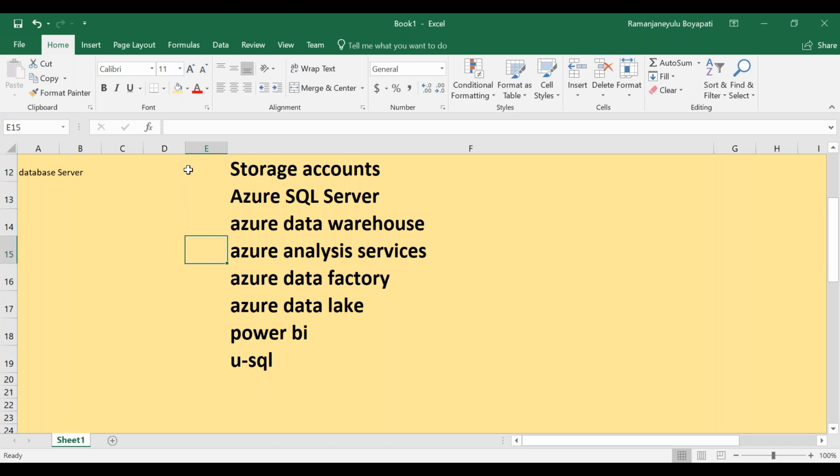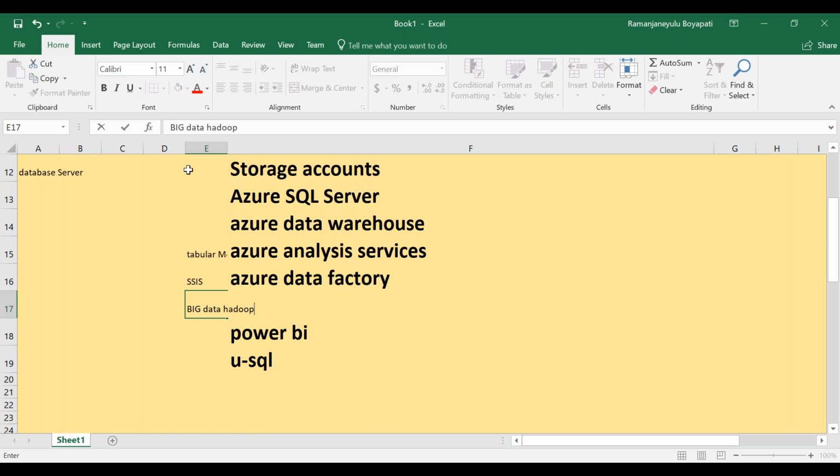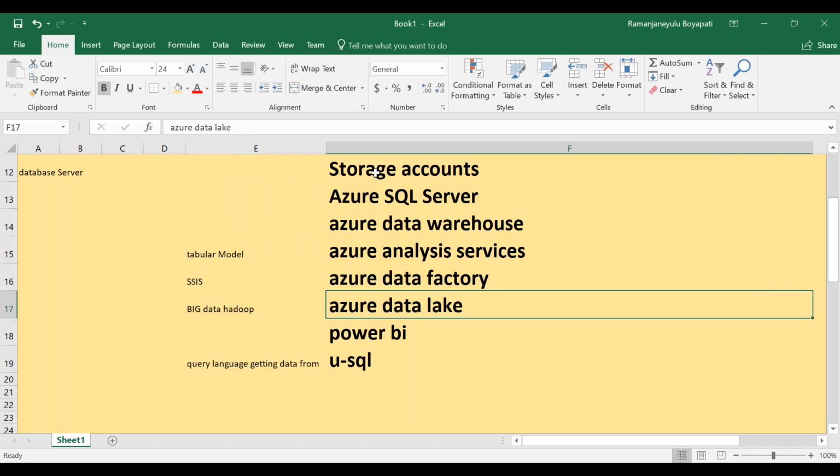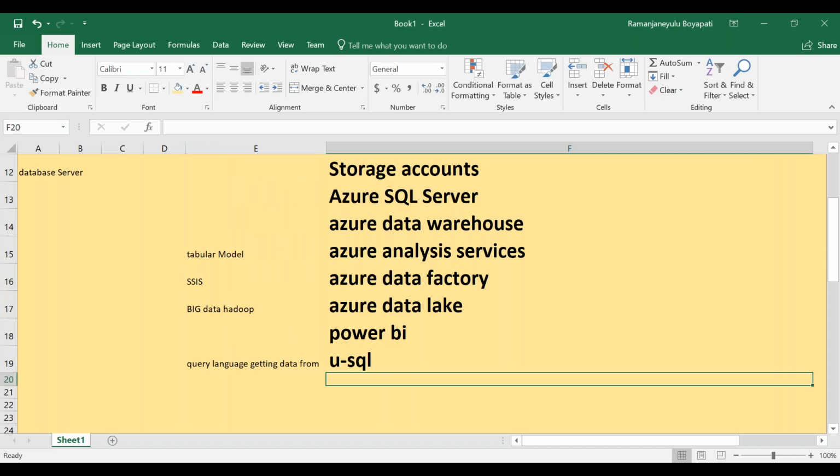Azure Analysis Services is nothing but the tabular model, and Data Factory is similar to your SSIS, integrating data between different data sources. This is nothing but the big data Hadoop system. We know Power BI, and U-SQL is a query language for getting the data from the data lake. So these are the things we are going to cover in the first series, and later we are going to focus on some advanced analytics like machine learning, Python, and some big data architecture. All those things we are going to cover in the second version of the series.